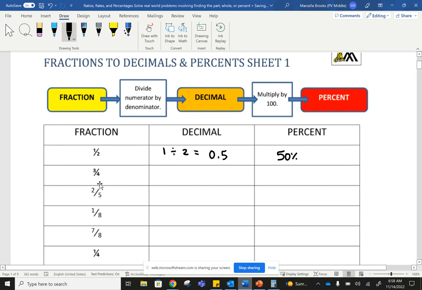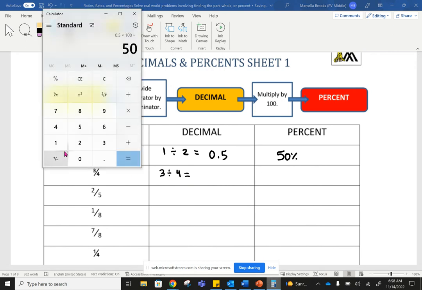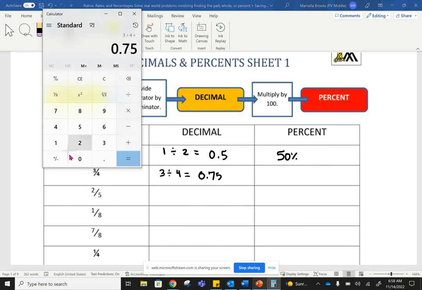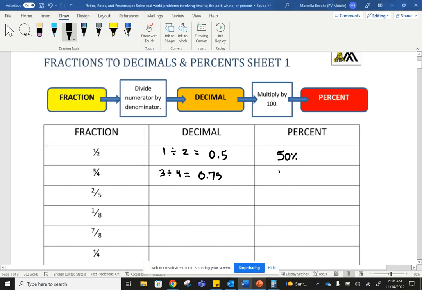So let's do the next one. Again, we're going to take the numerator divided by the denominator. So 3 is our numerator, divide by the denominator. 3 divided by 4 equals 0.75. And then remember, to turn a decimal into a percent, we have to multiply by 100. So we're going to take our decimal and multiply by 100. So 0.75 times 100 equals 75%.